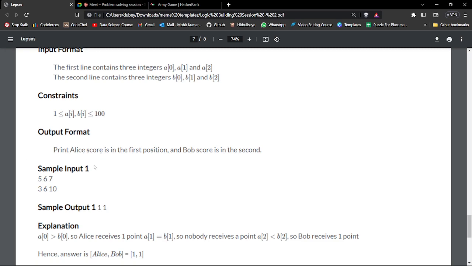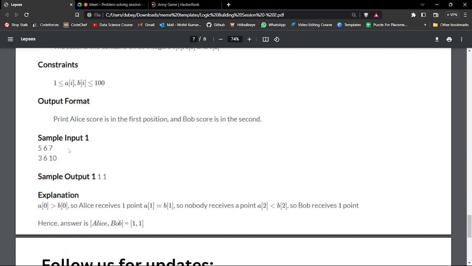Right? If we consider this sample input, it says 5, 6, 7. This is for Alice's points. This is for Bob's points, 3, 6, 10. Then the sample output should be 1 1. The first point is for Alice and the second point is for Bob. Yeah, the first one is Alice's score and the second is Bob's score.